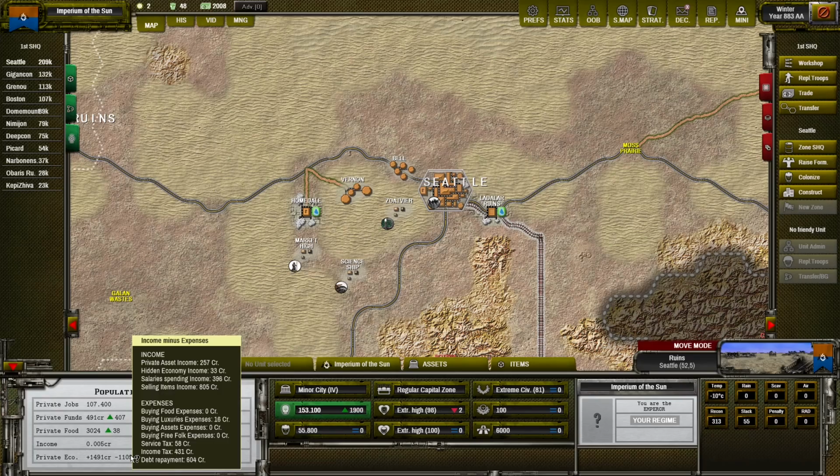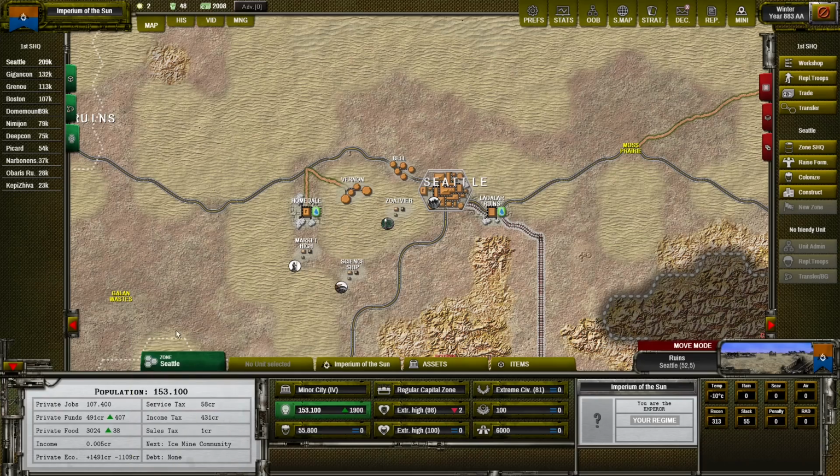And if the income is higher than expenses, then here we can see a positive number added to the private funds of the private economy in this zone. Why do we need to care about this number? Because when this number is high enough, the private economy can fund their next project, which means that they plan to build somewhere in our zone a private ice mine community.